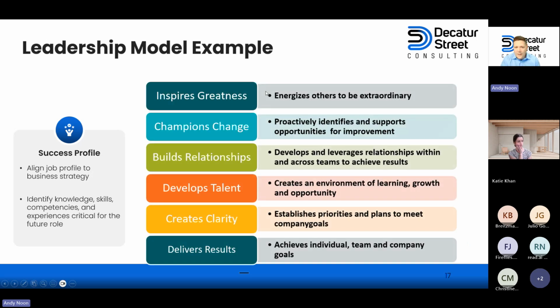Here's an example. This comes from a previous organization I worked at. I think we did a pretty good job with this. It's a leadership model that was really about forming the language about what leadership meant in the organization. And it was as simple as 6 core characteristics. It wasn't 10, 20 things. It really became clear that these things were important to being successful as a leader in that specific organization.